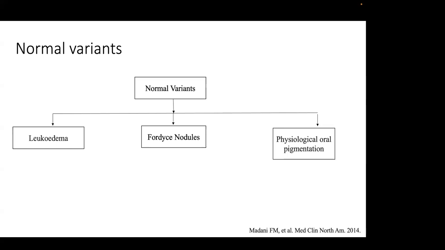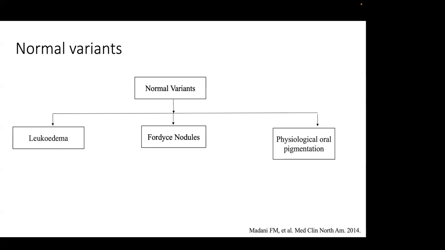Going to the normal variants, first we have leukoedema. Leukoedema is basically a benign mucosal change. It presents as an asymptomatic bilateral mucosal alteration, which is usually grayish white in color. The feature here is that it will disappear if the mucosa is stretched. It is assumed to be caused by accumulation of fluid within the epithelial cells of the buccal mucosa. It is a common condition, but more commonly affecting African American individuals.